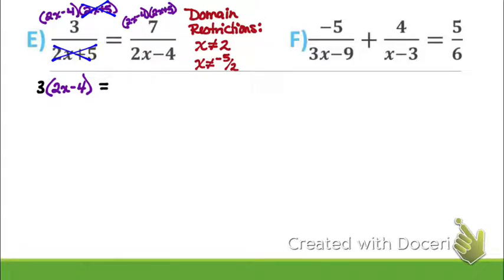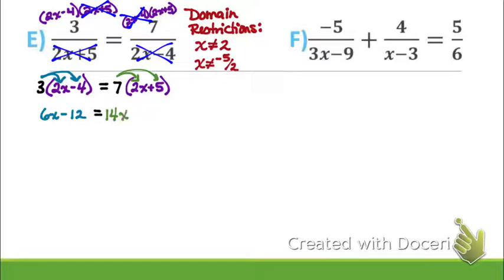Second expression, right-hand side of my equal sign. What cancels for me there? 2x minus 4. I still have the 7, and then we've got 2x plus 5. Where do you guys want to go from here? Distribute. So I get 6x minus 12 is equal to 14x plus 35.